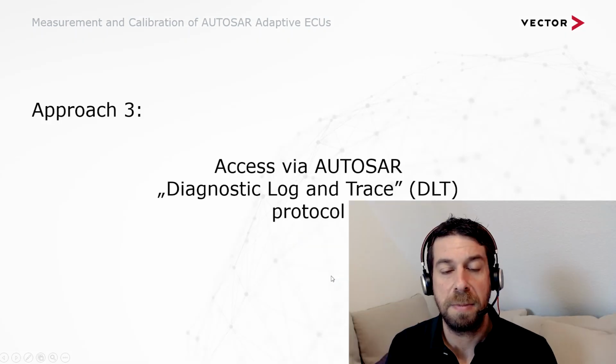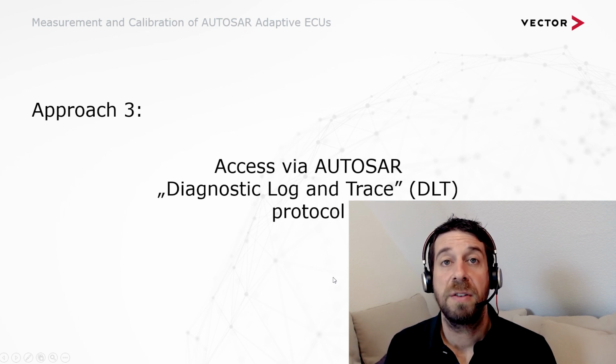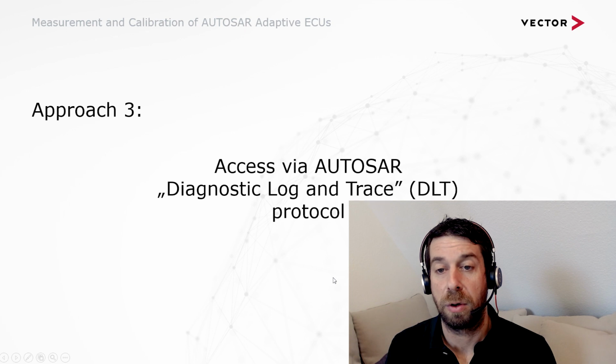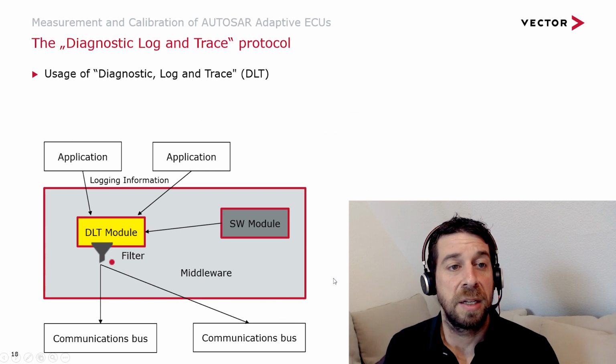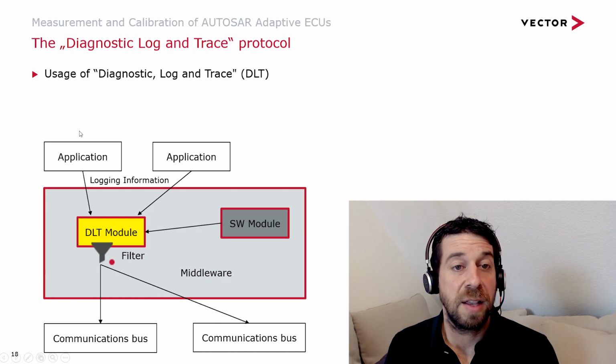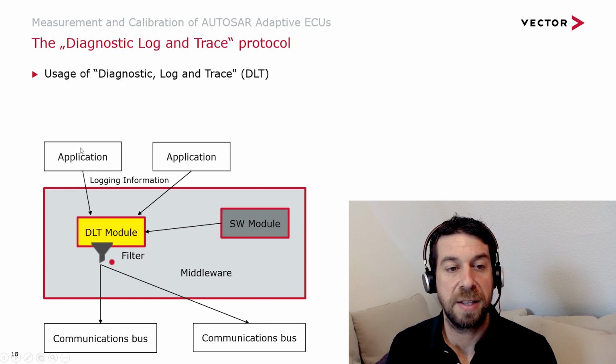Approach 3 means we get access via AUTOSAR, and we are using the Diagnostic Log and Trace protocol, or DLT for short, which is coming up more and more lately. So what does it mean? The DLT is normally used to get diagnostic or logging information out of the application. That means the application is sending logging information.